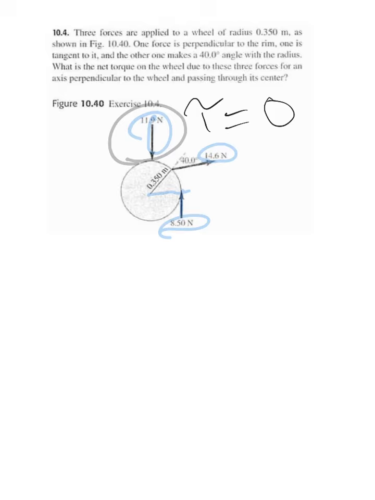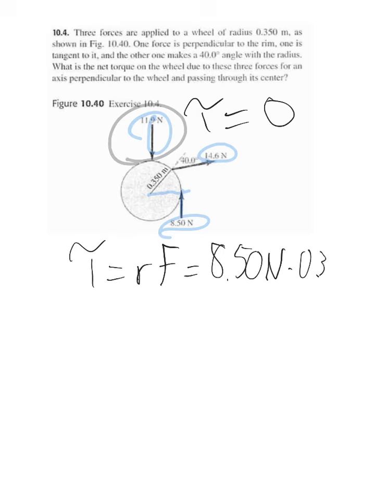The one in the bottom here is going to be exactly perpendicular to it, so its torque is going to be the radius times the force. So that's going to be 8.50 newtons times 0.35 meters. And it's going to make it turn in a counterclockwise direction. So that one is going to be positive. When we multiply those together, we get positive 2.975 Newton meters.